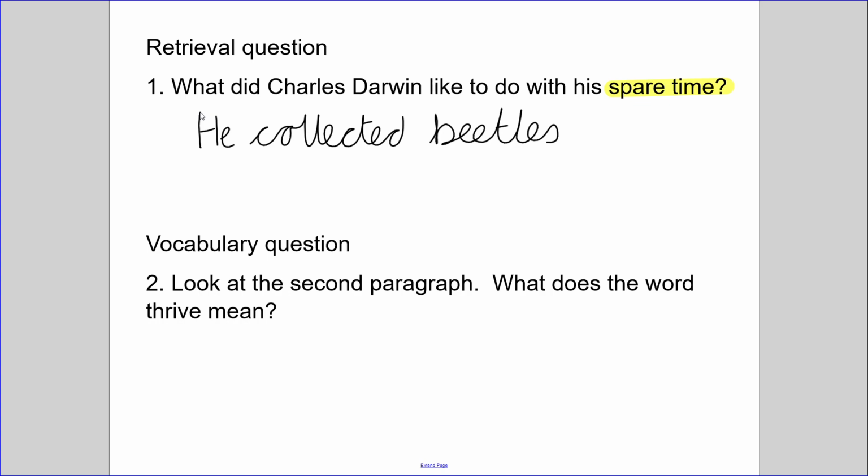Okay, let's look at a vocabulary question. Look at the second paragraph. What does the word thrive mean? So what will I highlight here to help me to answer the question?